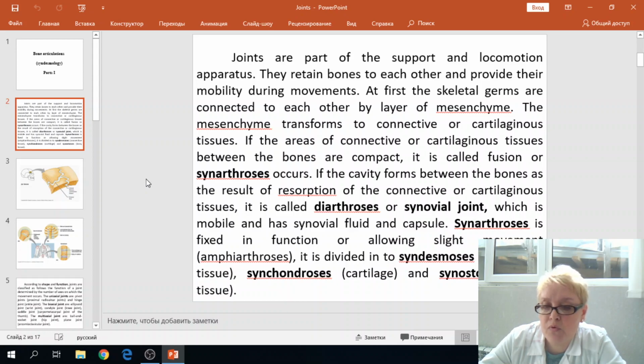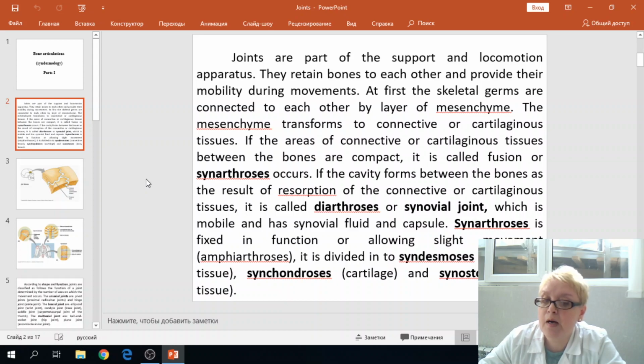If a cavity forms between the bones as a result of resorption of the connective or cartilaginous tissue, it is called diarthrosis or synovial joint, which is mobile and has a synovial fluid and capsule. So synarthrosis is fixed in function, but it also allows slight movement. If movement occurs in the synarthrosis, this kind of joint we call amphiarthrosis.